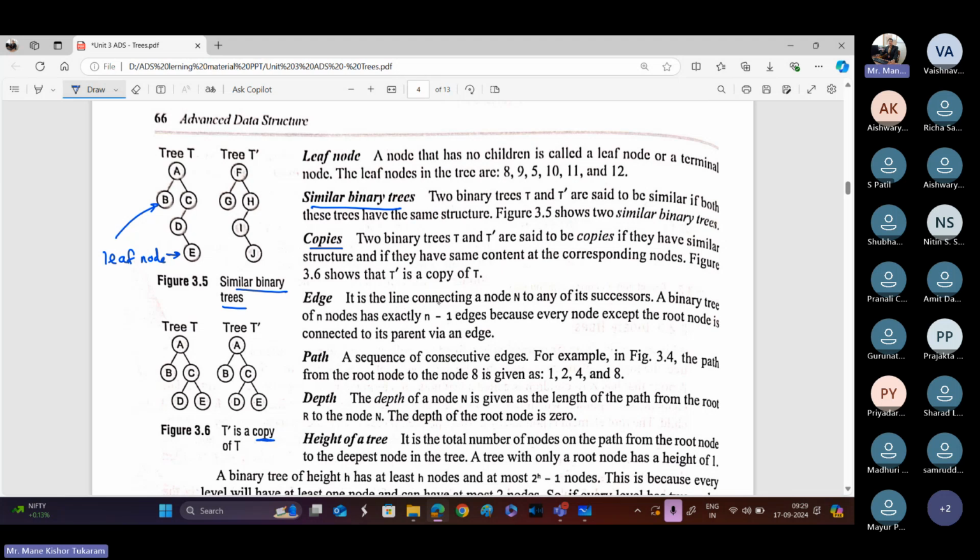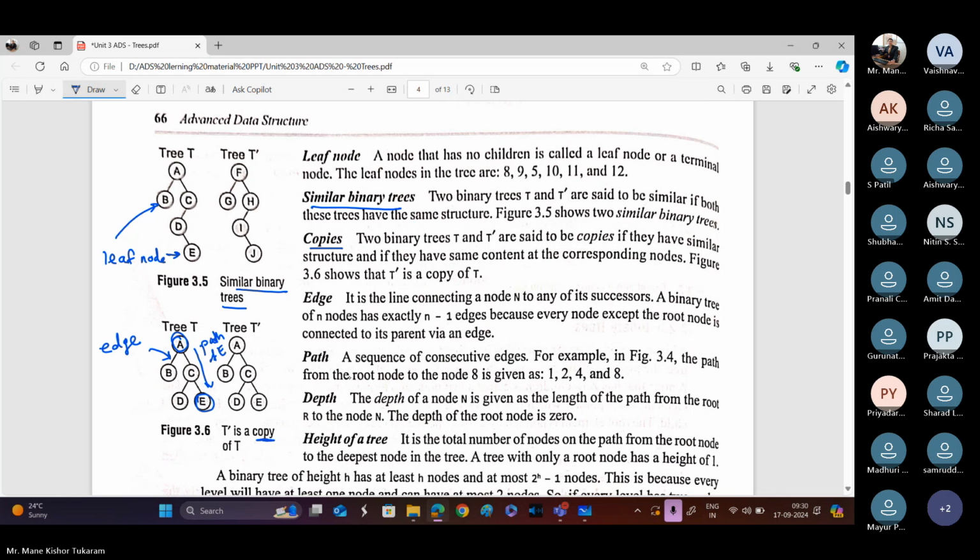Then edges means what? It is a connection between the node and its successor. Okay, so this is called an edge. Then path means what? It is a sequence of consecutive nodes from the root node. So whatever the nodes from the root node, it is a path. Path of E.